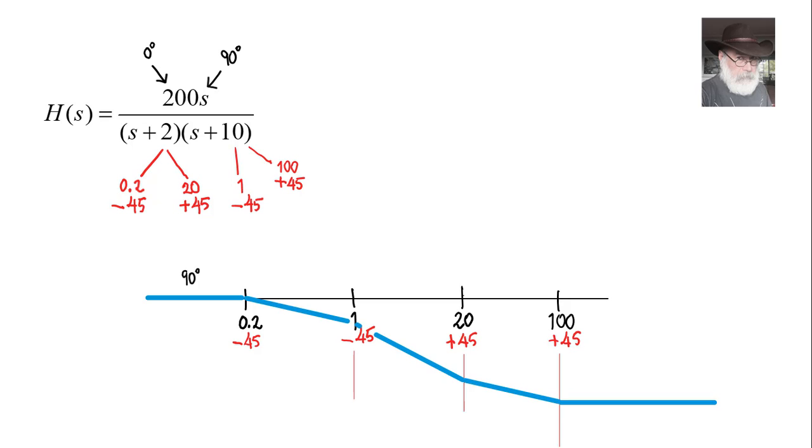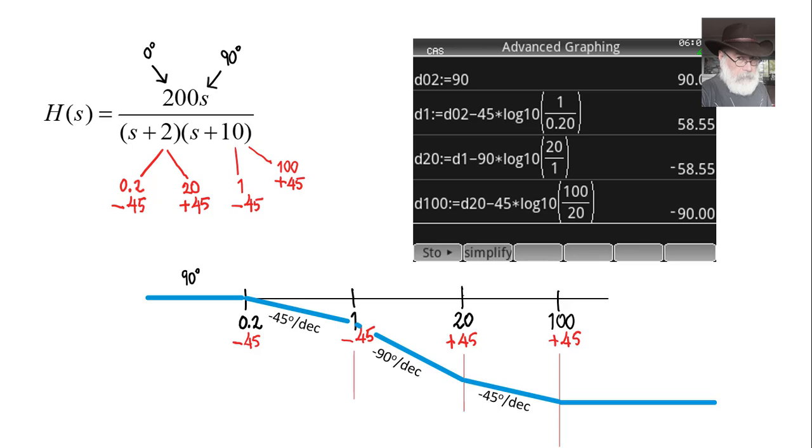Let's add the value before the first corner, which is 90, and we use a calculator to compute with the slopes negative 45, negative 90, negative 45, and 0. We find what are the values of the different corners: 90, 58.55, negative 58.55, and negative 90 degrees. And that is the approximate plot.